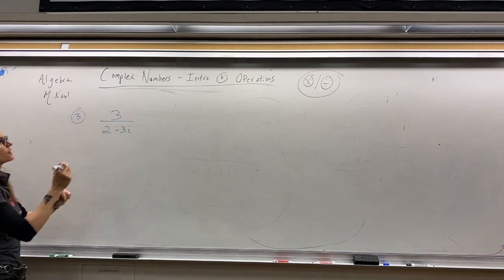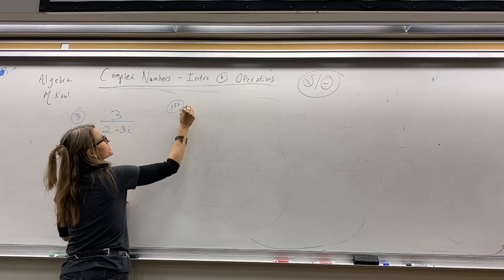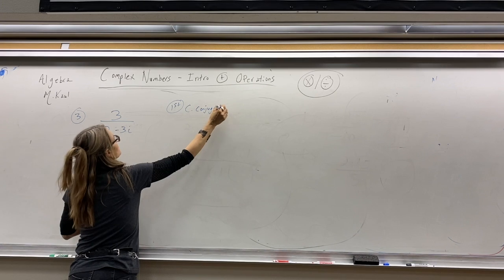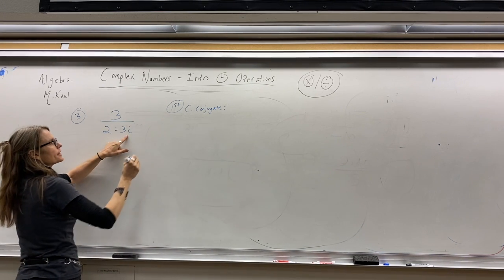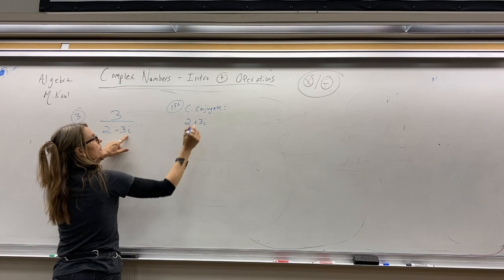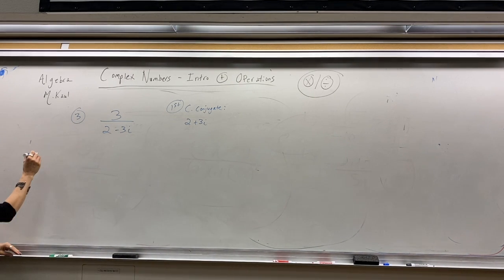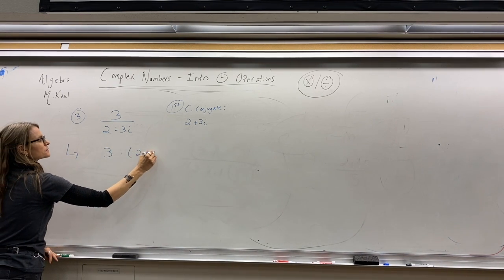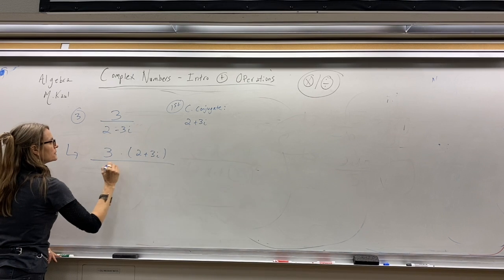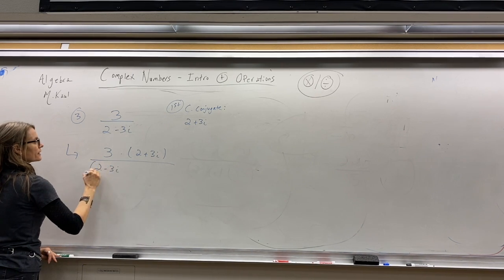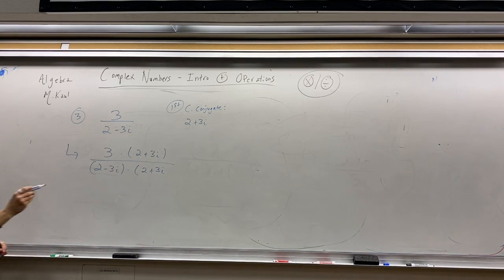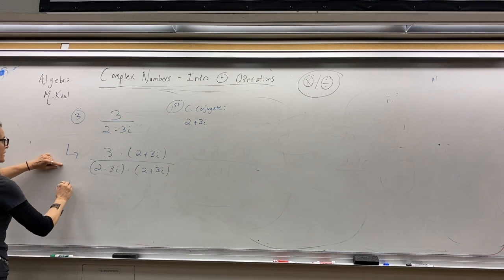What I'm going to do is first look for my complex conjugate. I'm going to do C for short here. My complex conjugate of 2 minus 3i should be 2 plus 3i. So that means I want to multiply numerator and denominator by that. So I'm going to say 3 times 2 plus 3i over 2 minus 3i times 2 plus 3i. This will ensure that I get rid of all my i's in the denominator, and I can reduce and work with this.